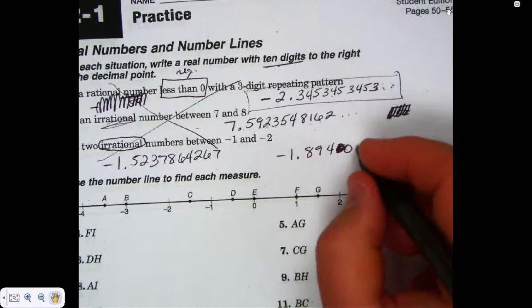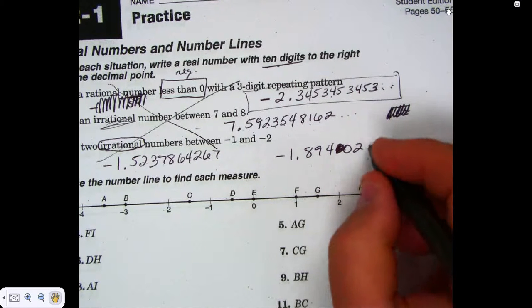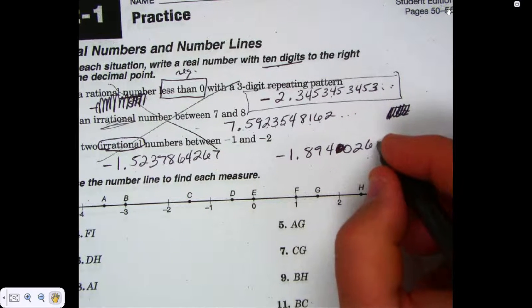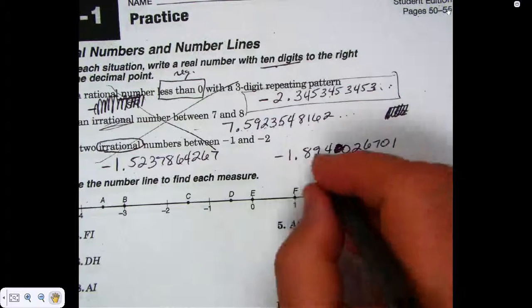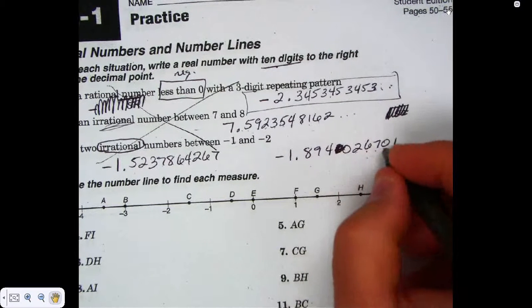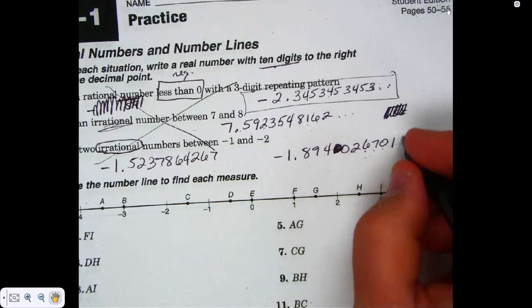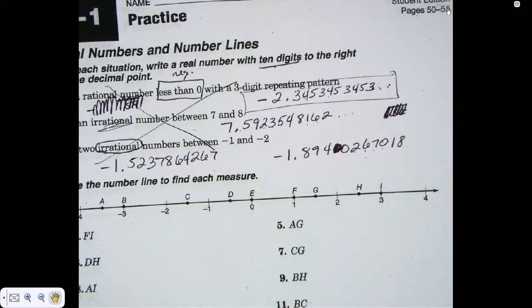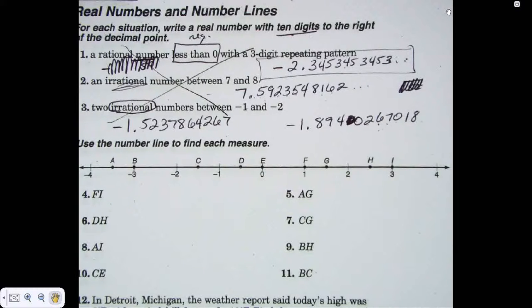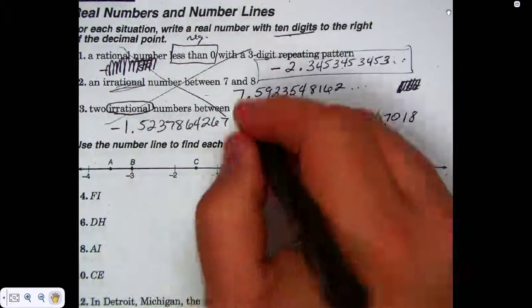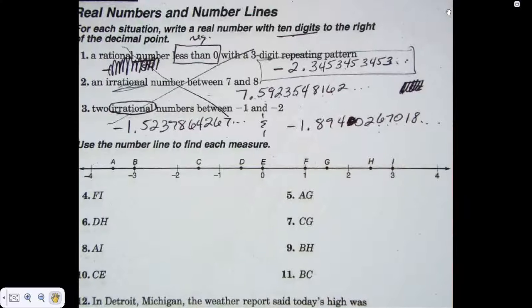0, and then what? 2. What next? 0. Give me another one. 1 more. 8? We always seem to write a bunch and then we decide to count them and we're at 9, aren't we? So those are 2 examples of that. Any questions?